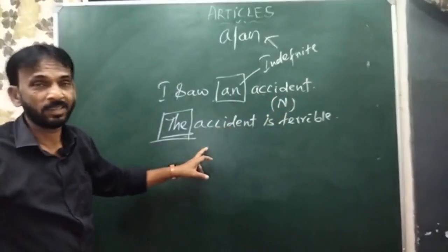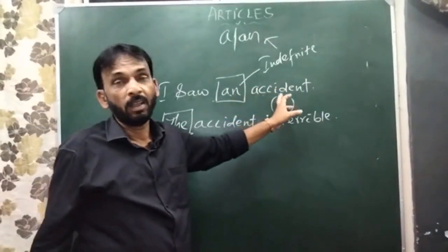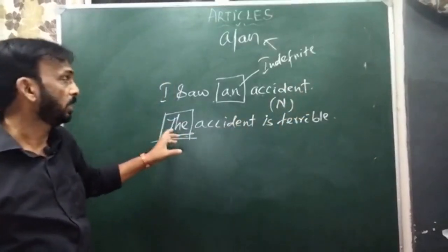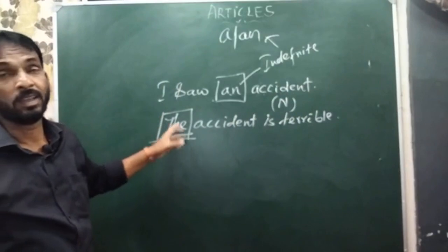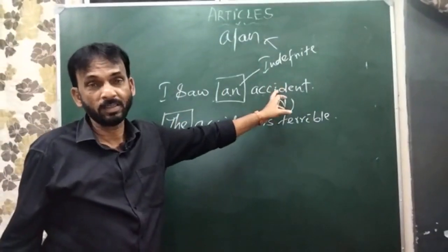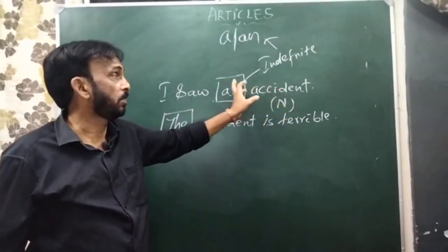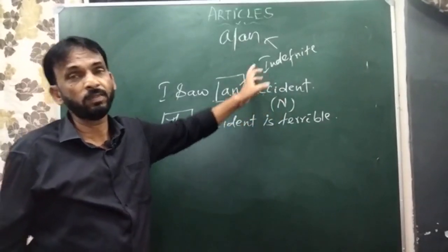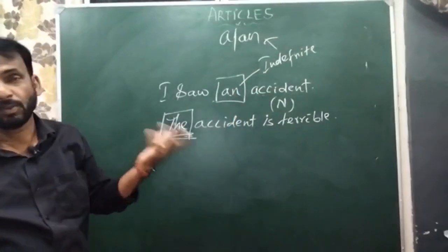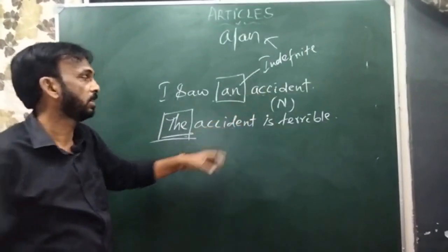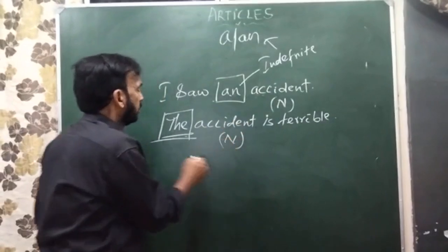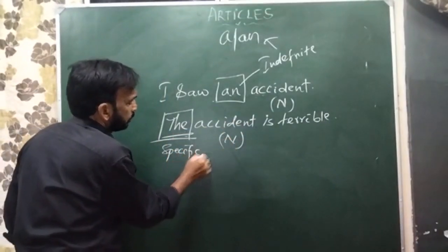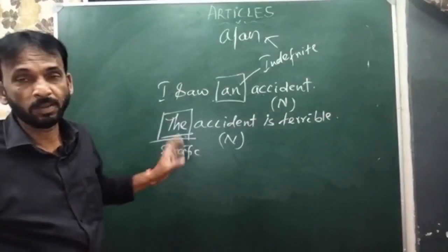Now in the second sentence, he has the awareness. Now he has got the awareness about this accident, so I use the, because he already knows about that accident, about that information. This is the first information; in the introduction I use an indefinite article. The second time, if I use that same noun, accident, then I have to use the article that is specific. Now this is a definite one.